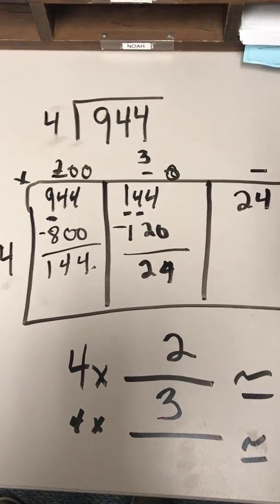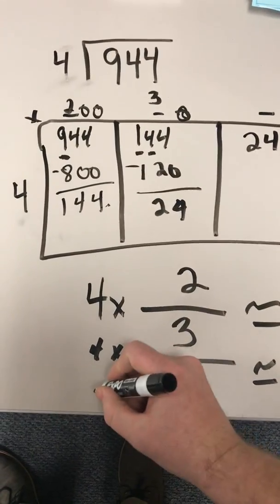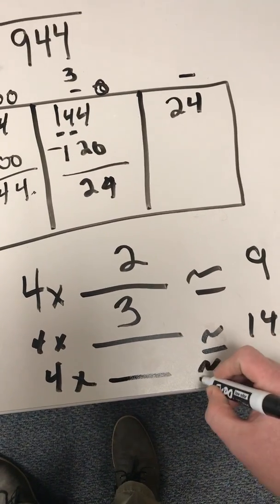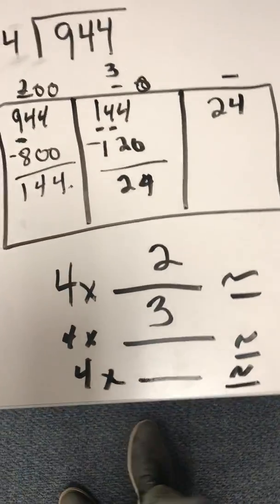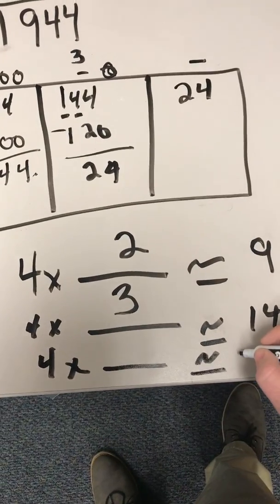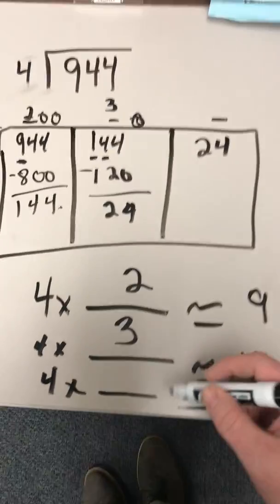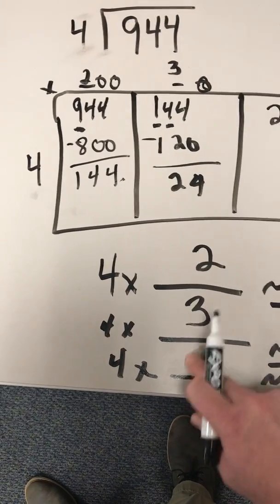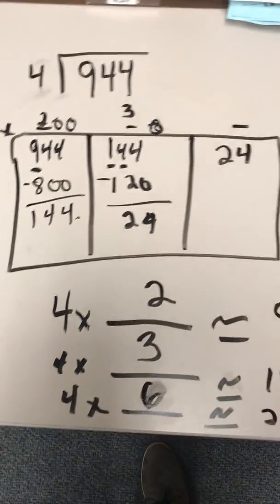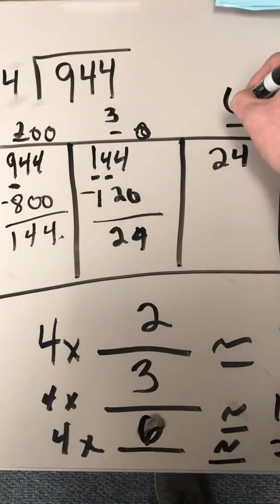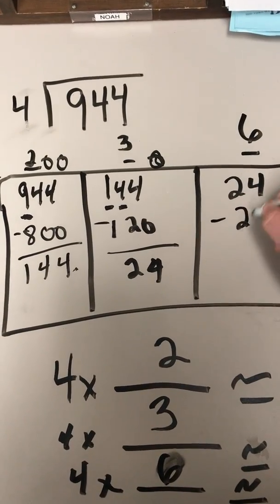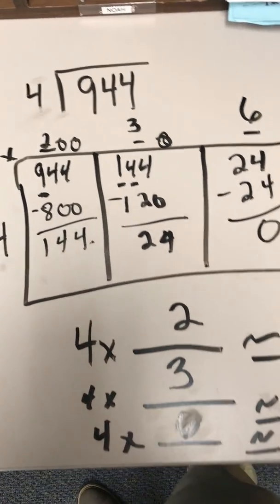For dividing, 4 times blank is close to or equal to 24. They know, 4 times 6. So we're going to bring the 6 up. Multiply, 4 times 6 is 24. We're going to subtract.